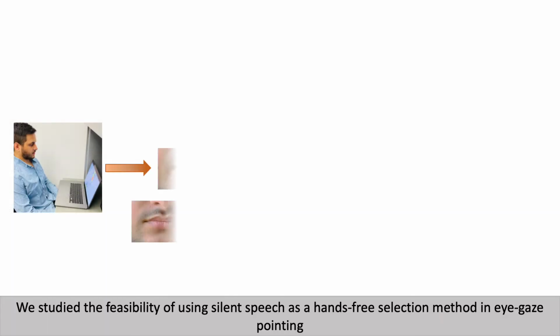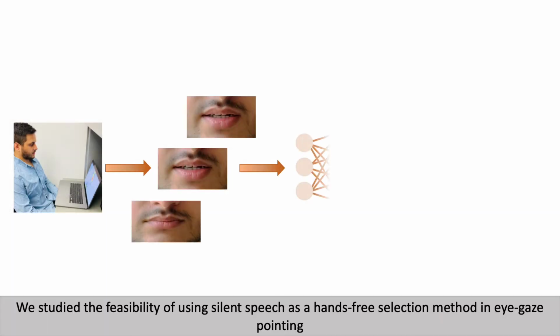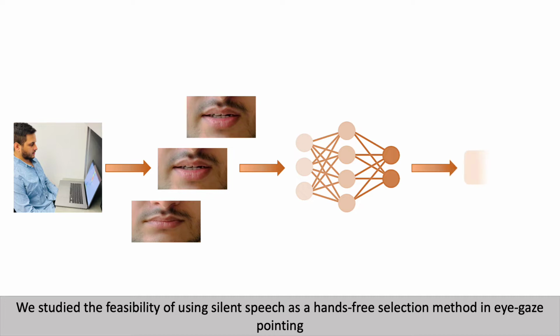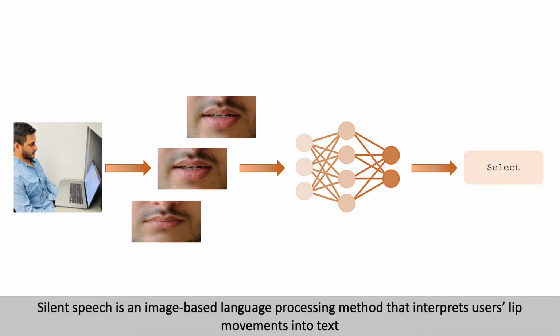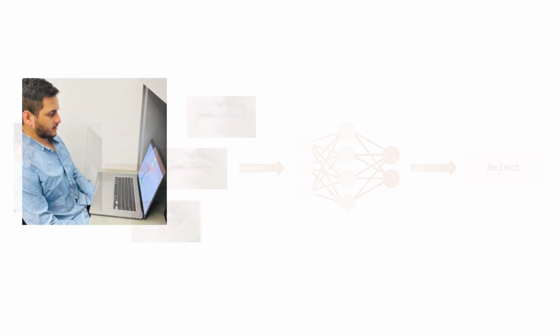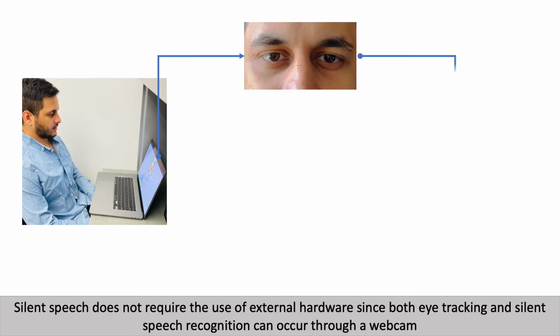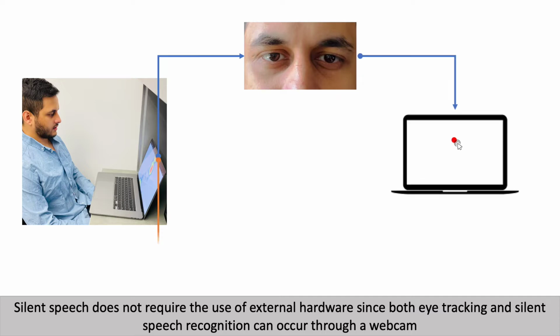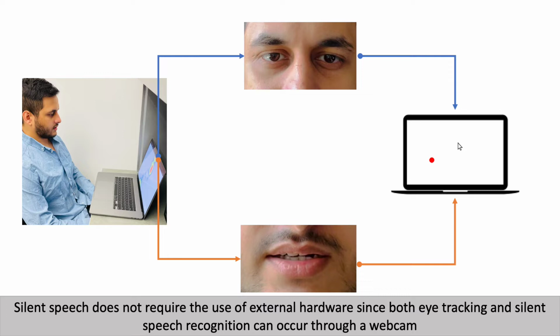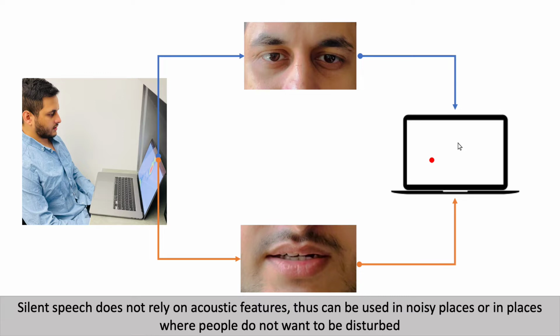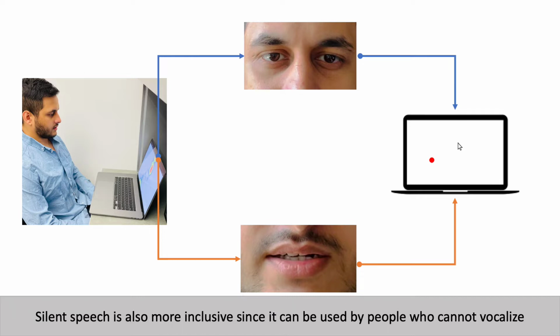We studied the feasibility of using silent speech as a hands-free selection method in eye gaze pointing. Silent speech is an image-based language processing method that interprets users' lip movements into text. Silent speech does not require external hardware, since both eye tracking and silent speech recognition can occur through a webcam. Silent speech does not rely on acoustic features, thus can be used in noisy places or in places where people do not want to be disturbed. Silent speech is also more inclusive since it can be used by people who cannot vocalize.